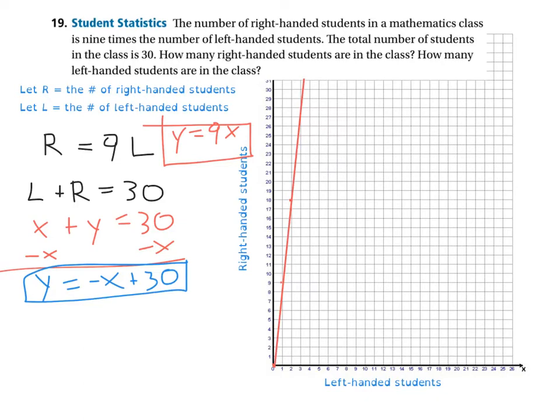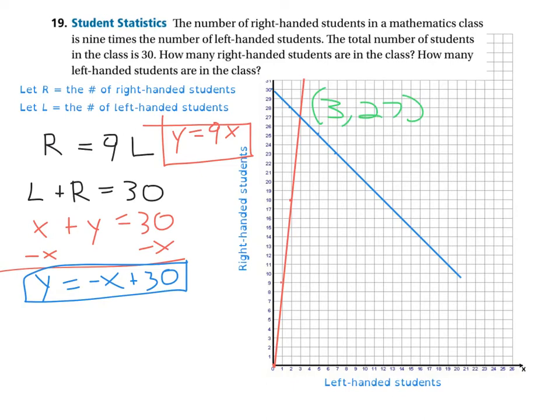All right, now I'm going to put a few points for this blue equation, and of course we have a y-intercept of 30 and the slope of negative 1. So there are some points, and I'm going to put a blue line. Okay, then we're going to identify that point of intersection, and the point of intersection is 3, 27. The x-axis is the left-handed students, and the y value is the right-handed students.